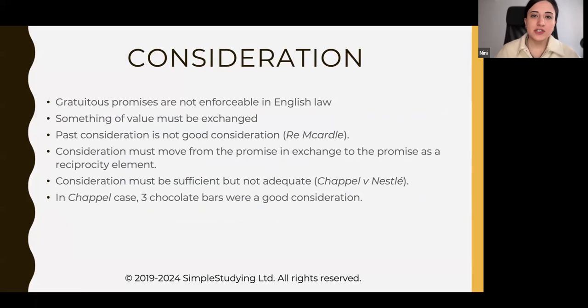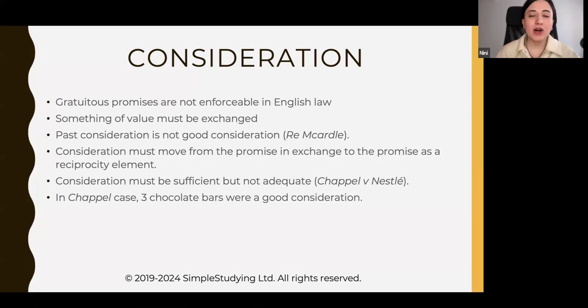Consideration. Consideration is mandatory. Without consideration, contract does not exist. Free promises are not enforceable in English law. So once there is offer and acceptance, do not just straight away conclude that there is a contract, because it must be followed by consideration and there must be intention to create legal relations. Past consideration is not good consideration. Consideration is usually something that is given in exchange of the promise. It's usually money, but it does not have to be money.